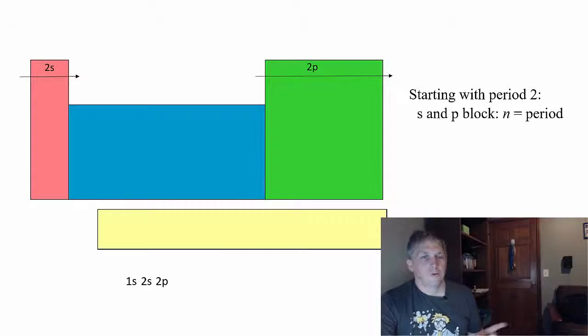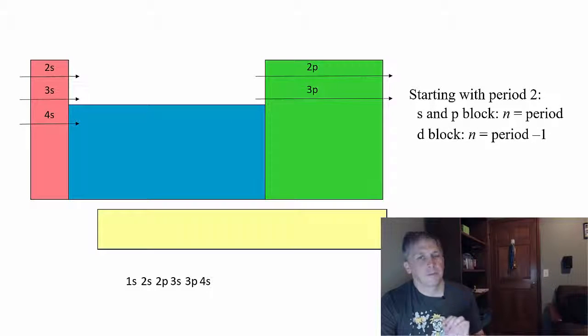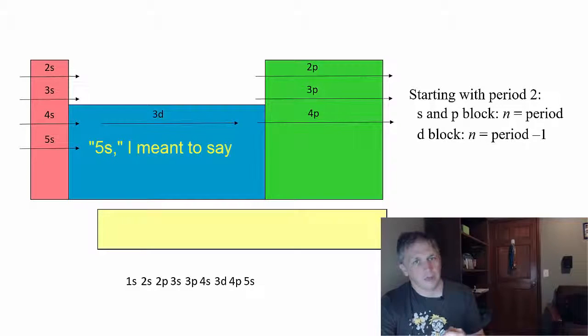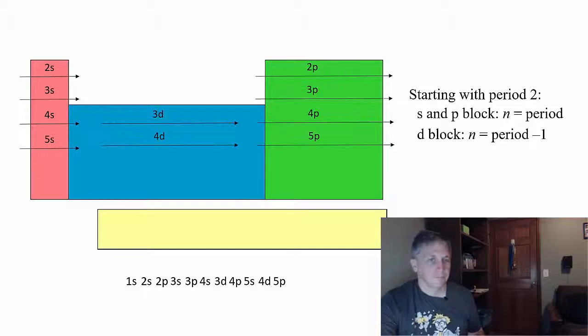Period 3 is the same way. You're going through the S block, 3s, P block, 3p. Going through period 4, 4s. Now when you go through the D block, you have to remember n is equal to period minus 1. So we're in period 4, 3d. Now we're back to n equal period with 4p. Period 5, same way. 5s, drop it down 1, 4d, back up 5p.